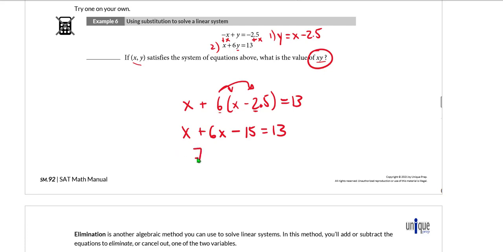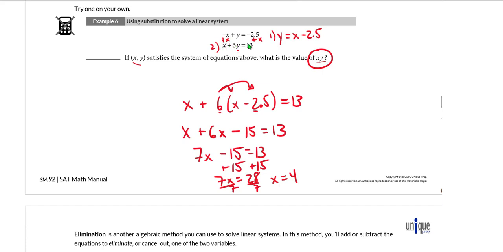So again, what do we have here? We have 7x minus 15 equals 13. I'm going to add the 15, and I get 7x equals 28. I divide by 7, I'm running out of room here. I get x equals 4. So now that I have my x value, remember what I do. I take that x value and plug it back into one of the two equations to find out what my y value is.